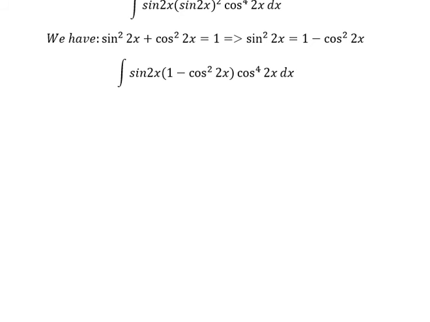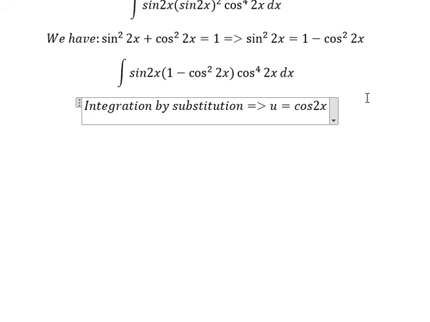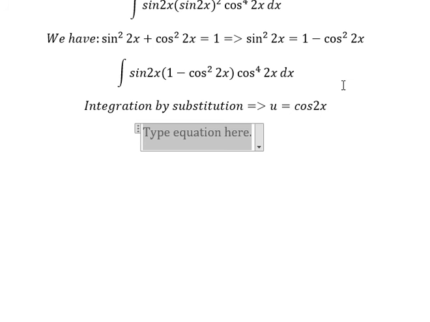Next, we can use integration by substitution. So we get u equals cosine 2x, and du, you will get negative 2 sine 2x dx. Because we don't have the negative 2, we divide both sides by negative 2.